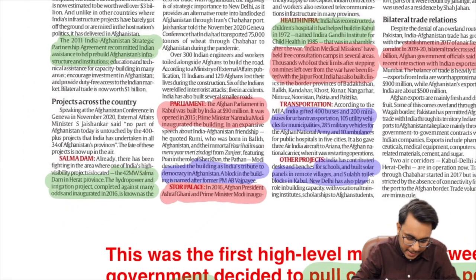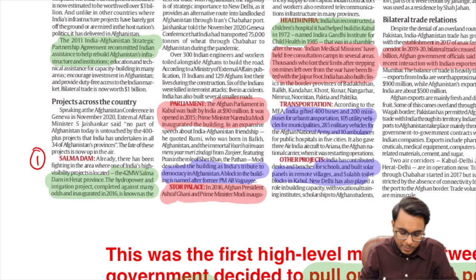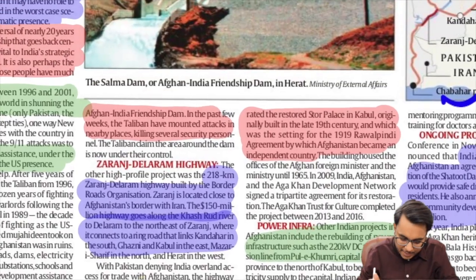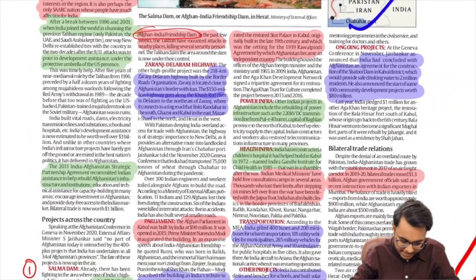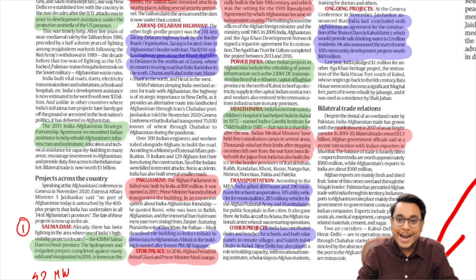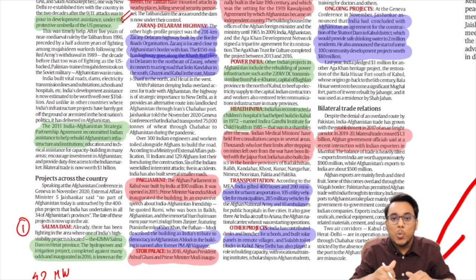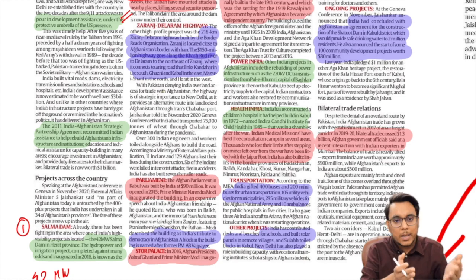Number one is the Salma Dam that has been developed by India in Afghanistan. It is a 42 megawatt project, and guys, it has also been called the India Afghanistan Friendship Dam. It aims to provide electricity as well as clean drinking water to the people, and it is located in the Herat province of Afghanistan. So guys, basically here we are trying to build the capabilities of Afghanistan in terms of the basic dignities of life. Guys, electricity and clean drinking water are the basic dignities.